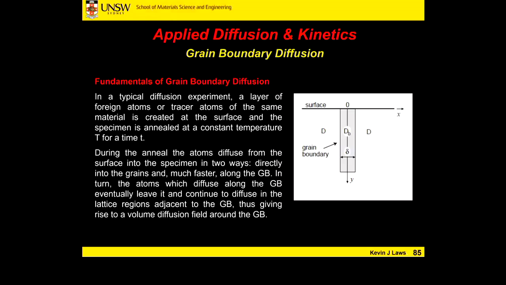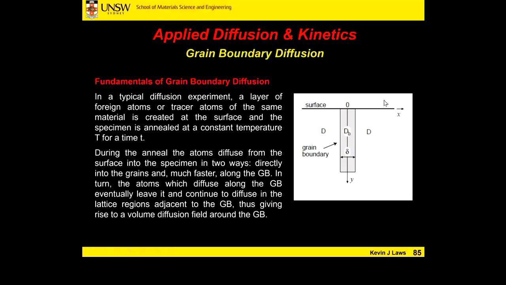So, in a typical diffusion experiment for a grain boundary setup, a layer of foreign atoms or tracer atoms of the same material is created at the surface of the specimen. And then it's annealed at a constant temperature for a given amount of time. This is how we run a typical experiment. We know a lot about our material already. We're going to heat it at a certain temperature for a certain amount of time. This starts to generate our data points to determine diffusion rates of elements in our material.